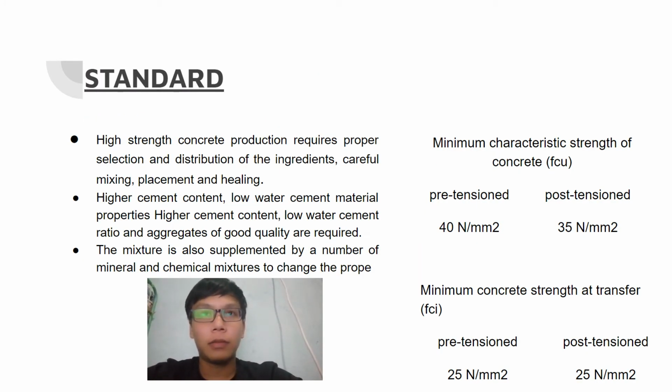Standard: high strength concrete production requires proper selection and proportioning of the ingredients, careful mixing, placement and curing. Higher cement content, low water-cement ratio and aggregates of good quality are required. Last, the mixture is also supplemented by a number of mineral and chemical admixtures to change the flow.